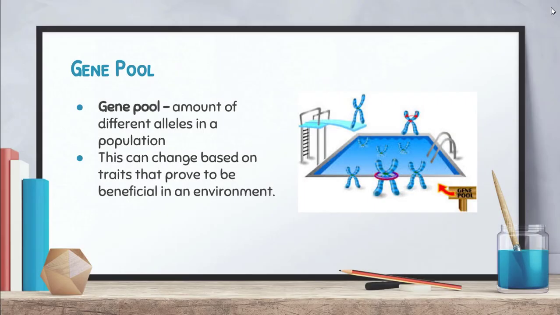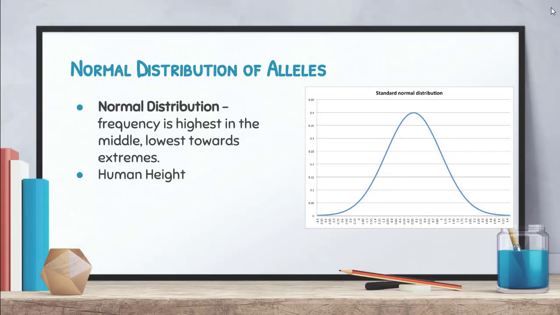So keep in mind the whole time we've been talking about evolution, we've been talking about changes that occur within the gene pool. Now the gene pool is the amount of different alleles in a population. Keep in mind that due to natural selection and evolution, this can change based on the traits that prove to be beneficial in an environment. Those with traits that are beneficial are more likely to survive, reproduce, and pass those traits on to their offspring. So as a result, we see more of those genes in future generations. So I do want you to keep in mind that it truly is all about the environment.